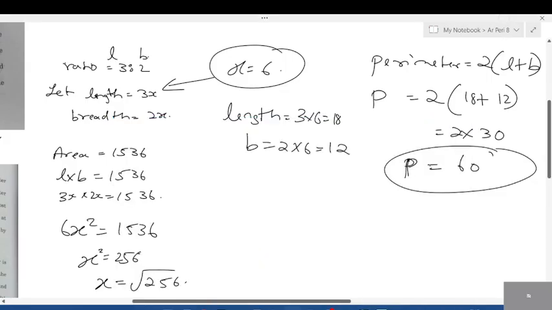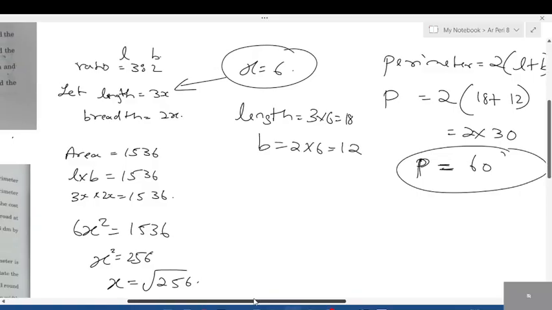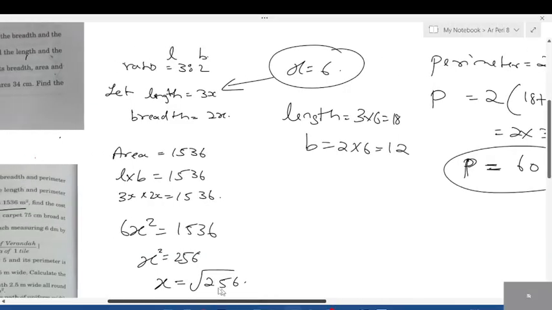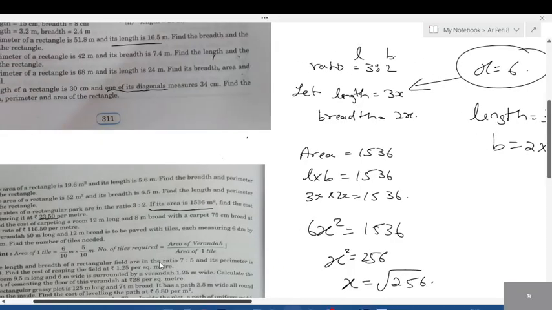So P is equal to 60, the total perimeter. Is this clear? All of you understood how to solve? Total perimeter is 60, students.